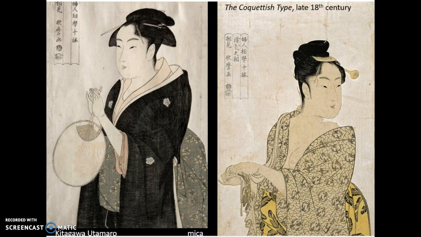Kitagawa Utamaro produced a series of wood block prints in the late 18th century. Many of his series depicted women at home or in the licensed pleasure quarters. On the left, we have his image, which I think is in your book, and it is a woman holding a fan. On the right is another one of his images, and it's called the coquettish type.